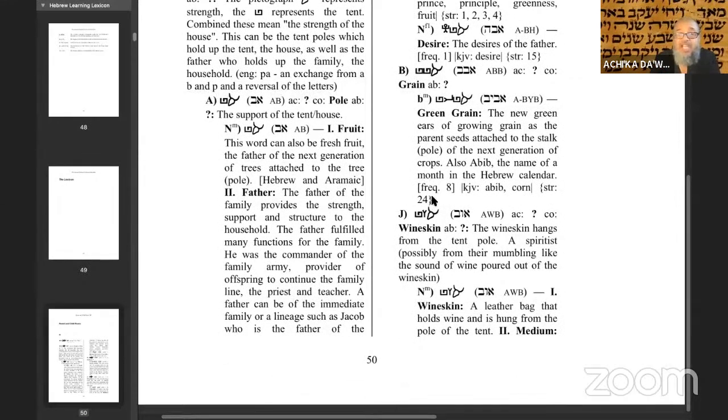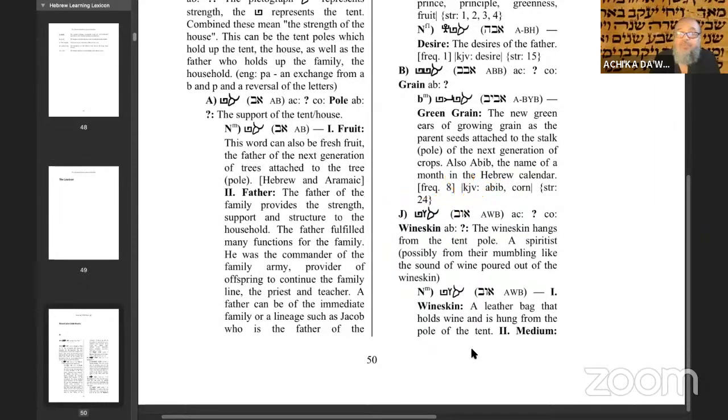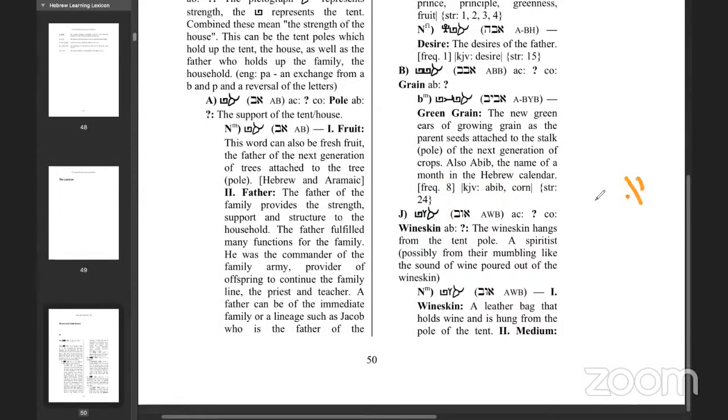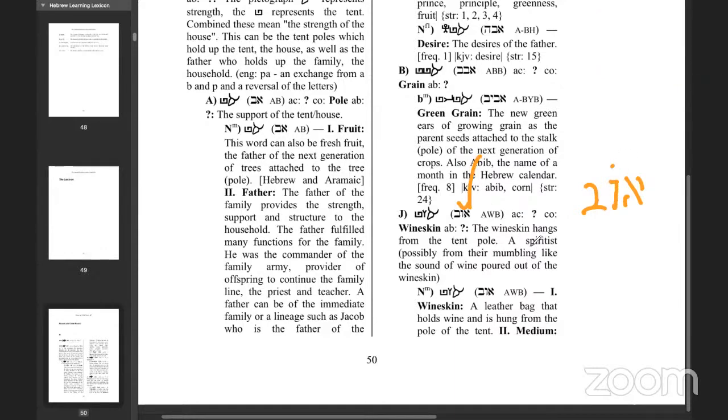The second child that they have is an Aleph and a what? A Waw and a Bet. So who's the parent? The Aleph and the Bet, they're the parents. The Waw in the middle is the child. So watch what happens.